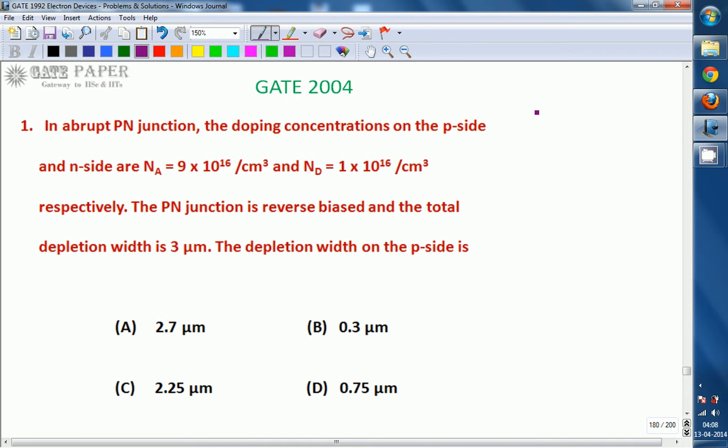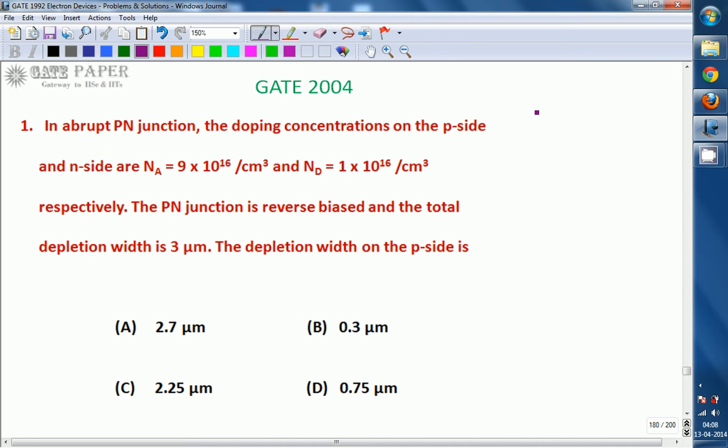In an abrupt p-n junction, the doping concentrations on the p side and n side are: Na, the acceptor concentration on the p side, is 9 x 10^16 per centimeter cube, and Nd, the donor concentration on the n side, is 1 x 10^16 per centimeter cube. The p-n junction is reverse biased and the total depletion width is 3 micrometers.